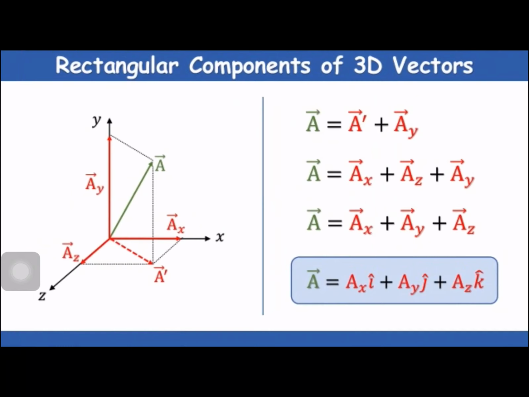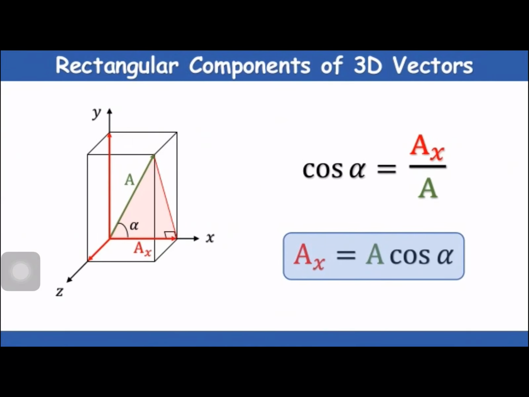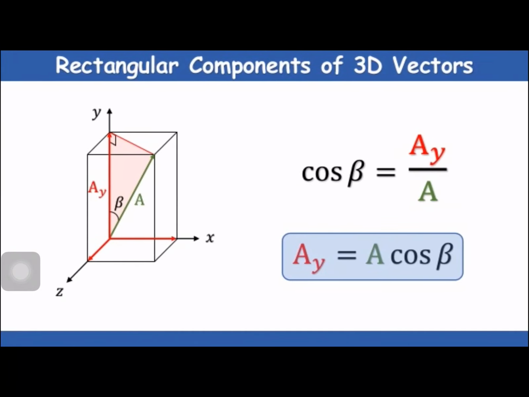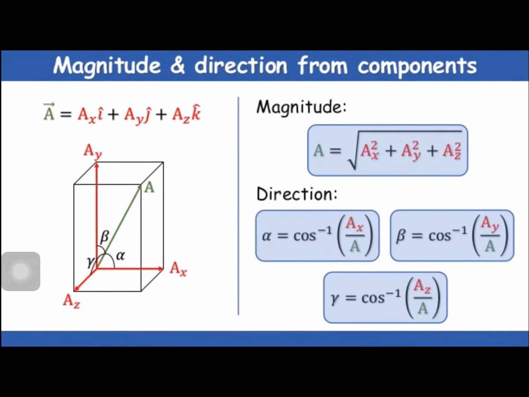Rectangular components of a 3D vector: in the same way, we can go for the three-dimensional x-axis, y-axis, z-axis. A is divided into three parts: AX, AY, AZ. And then you can write A equals AXi plus AYj plus AZk. In the same way, cos alpha equals AX by A, that is AX equals A cos alpha. In the same way, AY equals A cos beta, AZ equals A cos gamma. No need to memorize, just draw the diagram, you can derive easily.